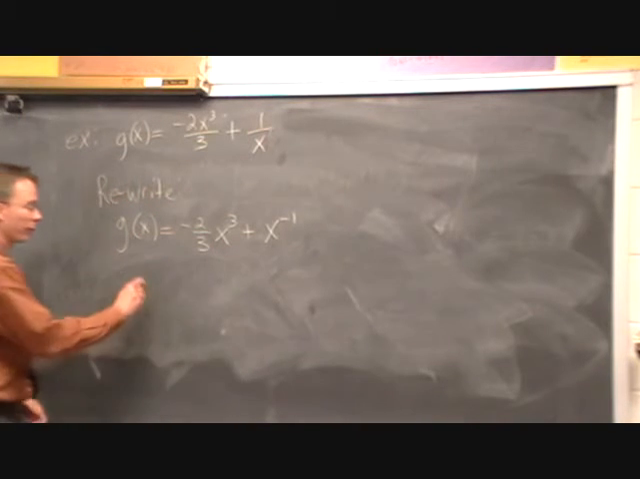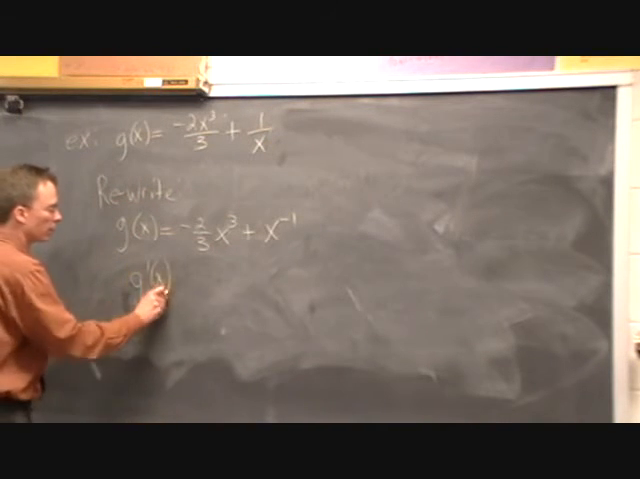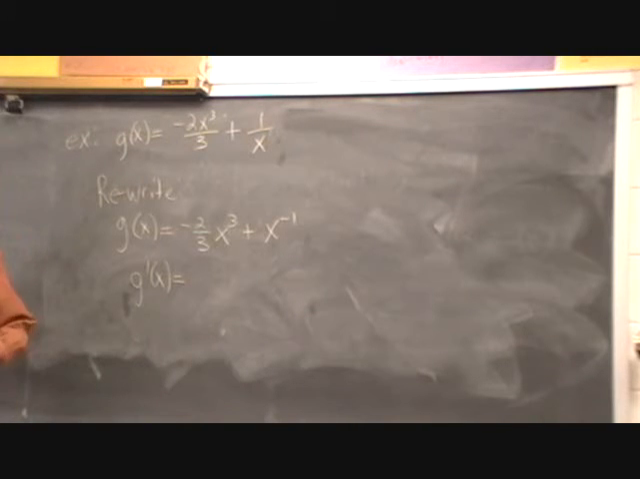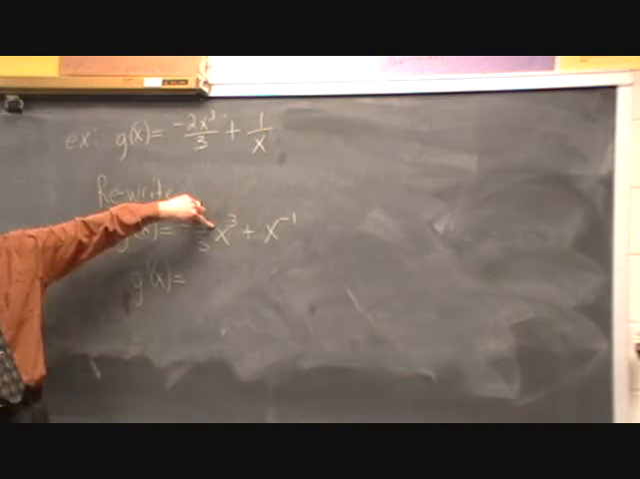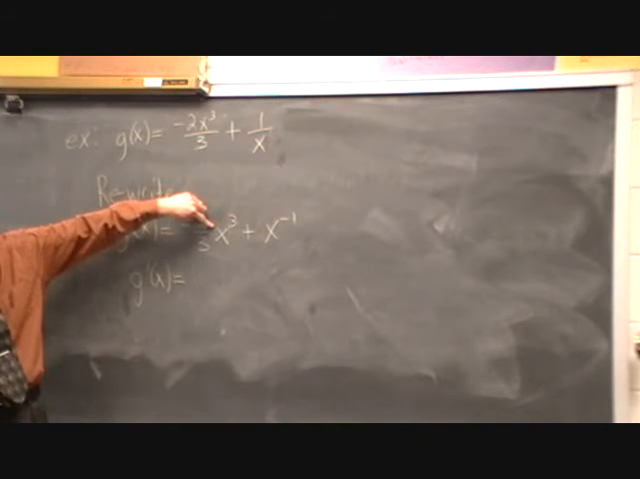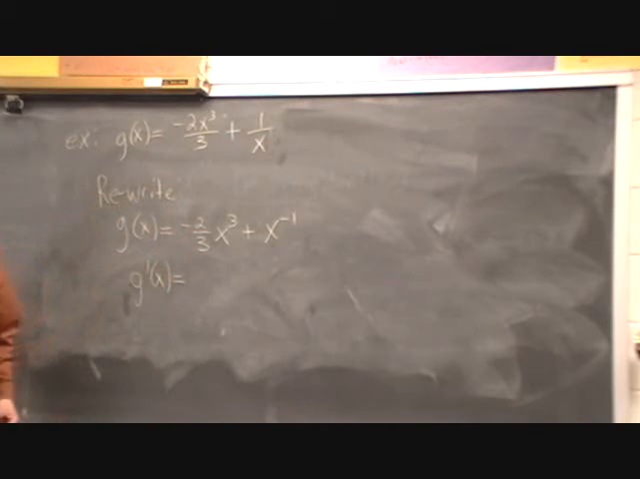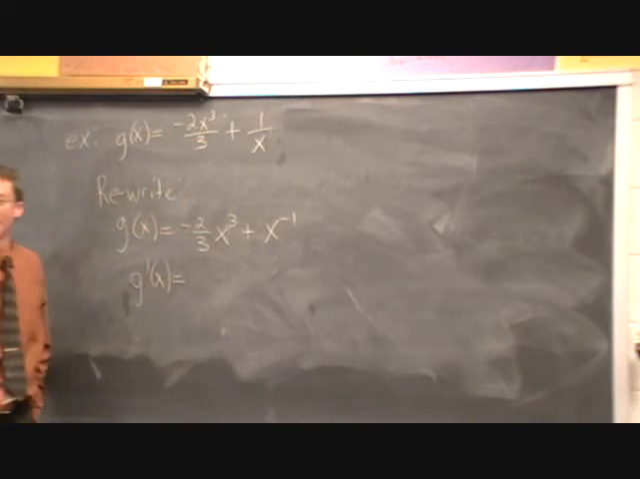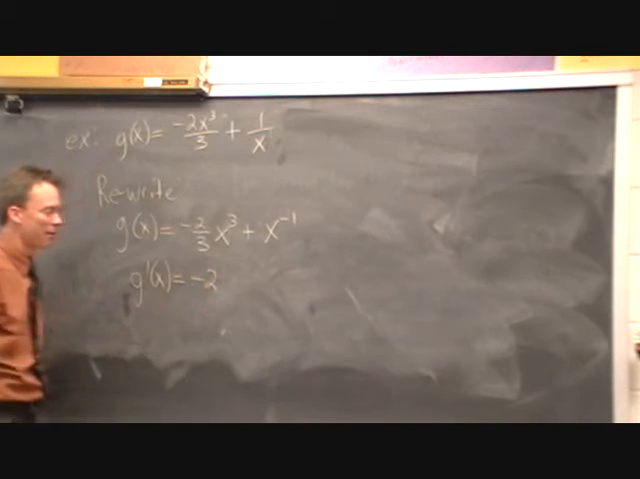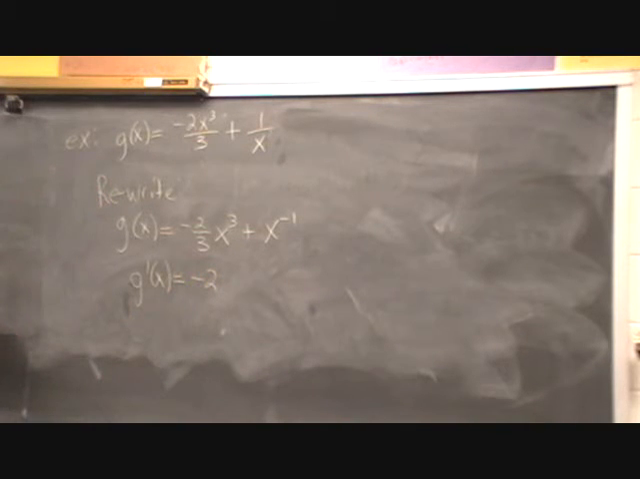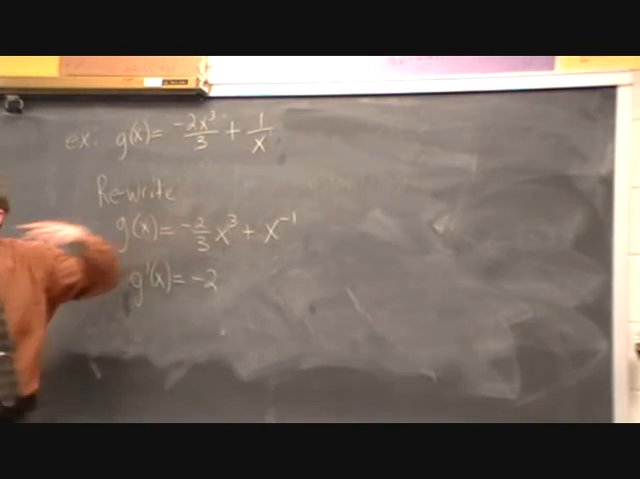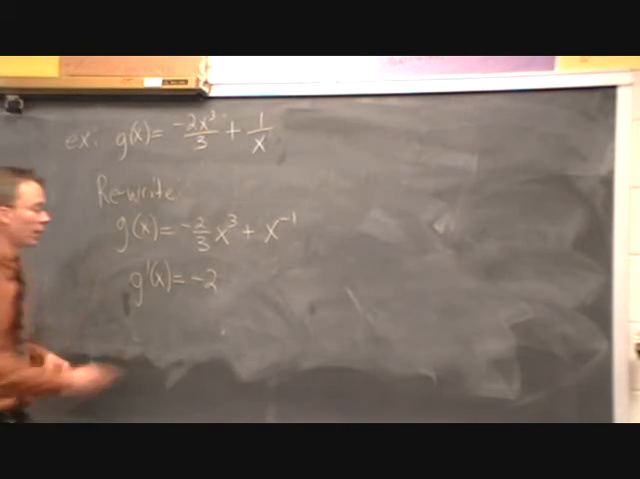And now it's just a g prime. You can just differentiate term by term. So the 3 is going to come down as a coefficient. It's going to get multiplied by the negative 2/3. You're going to end up at negative 2, right? X cubed is going to become x squared.